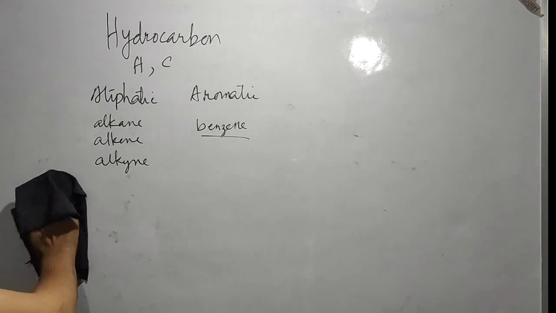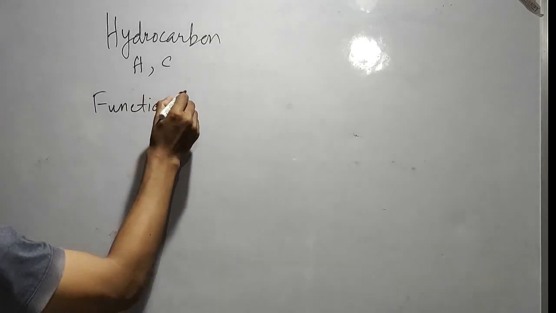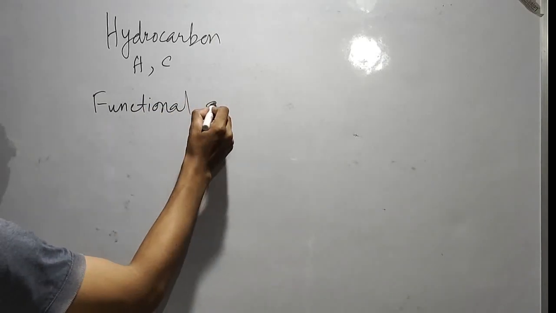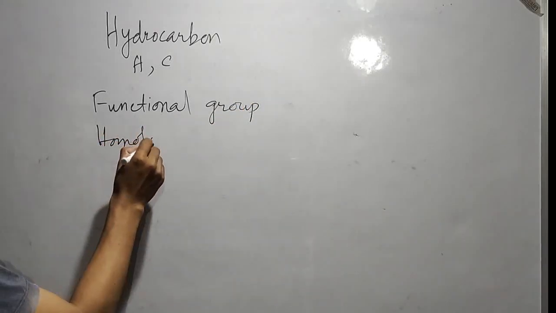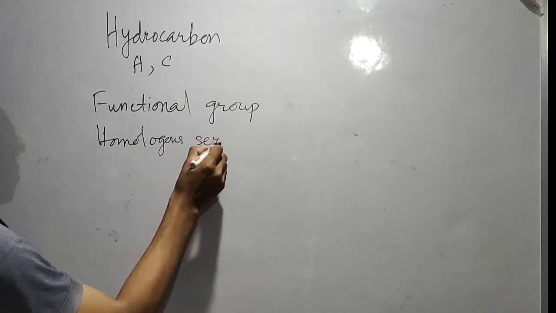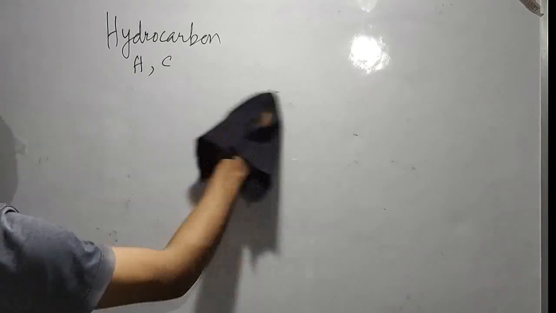Before we move on to the nomenclature, I want you to go through the definition and examples of functional group and homologous series. I want you to go through these two topics. Now coming to the IUPAC nomenclature, we have three parts. Before that, I forgot to say something about derivatives.